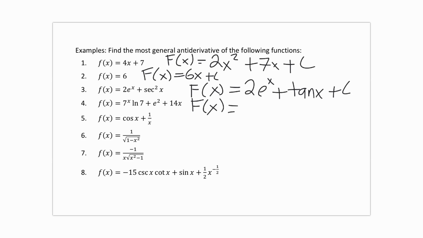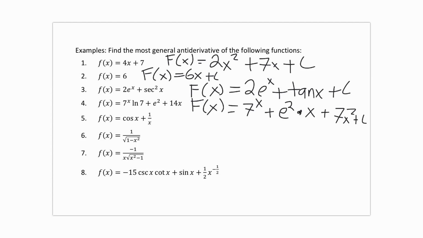For the next example, what function has the derivative 7 to the x times ln 7? That will be 7 to the power x. E to the 2 is technically a constant. So to get a constant, we just have that constant times x. And the 14x would come from 7x squared. Again, plus c.